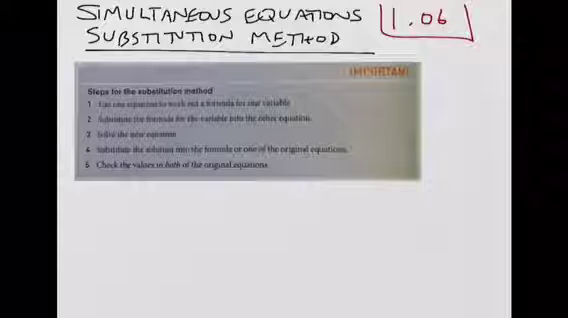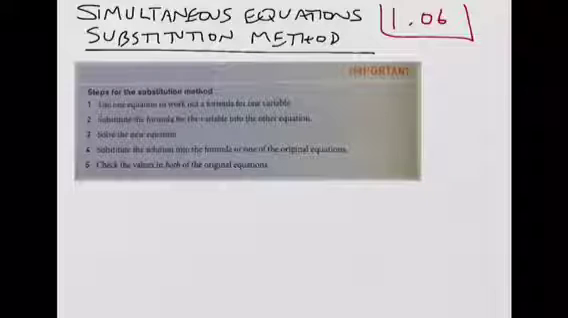So this video is looking at simultaneous equations and the substitution method for solving simultaneous equations, and this is on page 28 of the textbook. So the steps here for the substitution method, it says use one equation to work out a formula for one variable. So essentially you're rearranging one of your equations to solve for one of the variables x or y or a or b or whatever you're given.